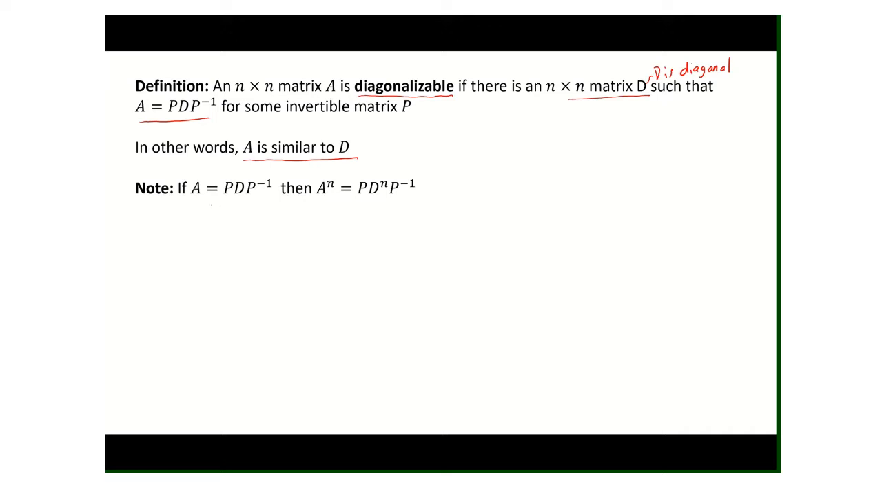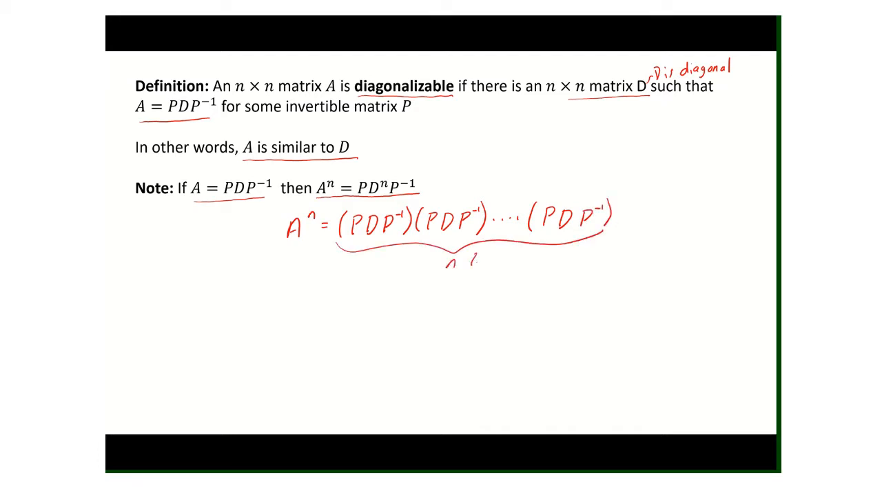And here's something to note. If A is similar to D, then A to the n is similar to P times D to the n times P inverse. Now why is that? Suppose we were looking at A to the n. Well, that's A times A times A times A. So that's equal to P times D times P inverse times P times D times P inverse, over and over again, times P times D times P inverse, and you do that n times.